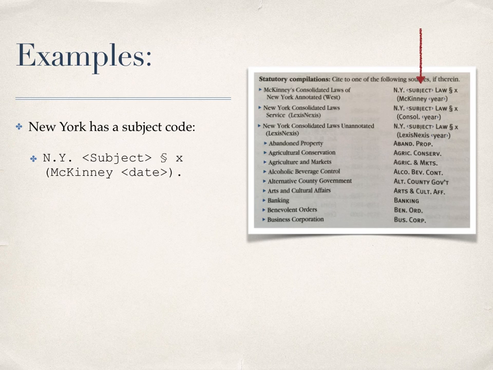Using the information that I find in my code, I know I need to include a subject. So if I wanted to cite to section 190.05, I'd also have to include that that was the banking code. And you can find the abbreviations for each of the subjects always listed beneath the statutory compilations of any state that organizes its statutes by subject.